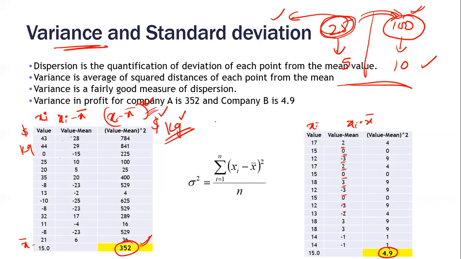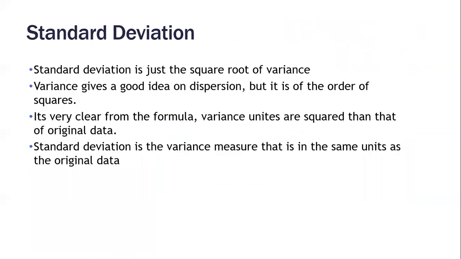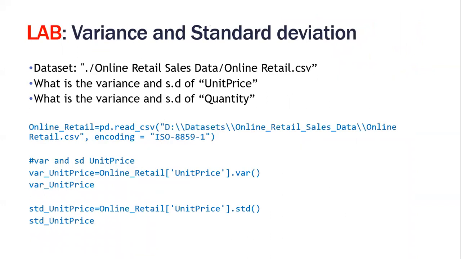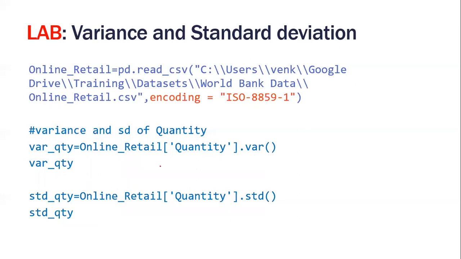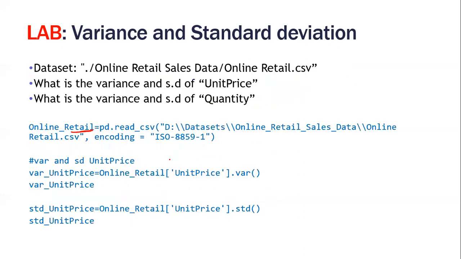Any connected questions? Now what I want you to do is import this data set called online retail sales data. There are two columns, unit price and quantity. Tell me what are the variance and standard deviation for unit price and quantity. Go ahead, all of you.